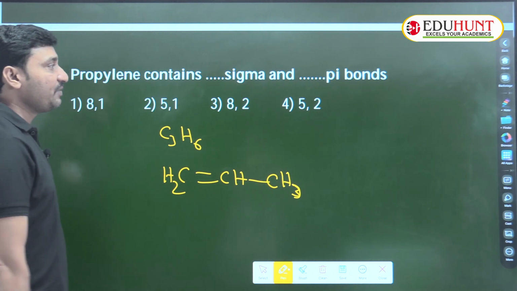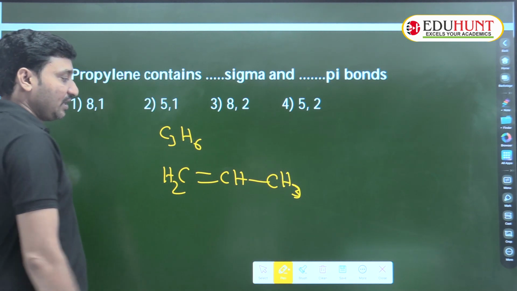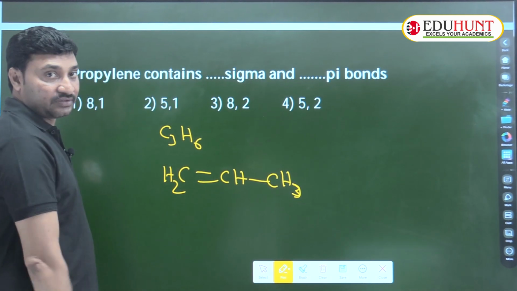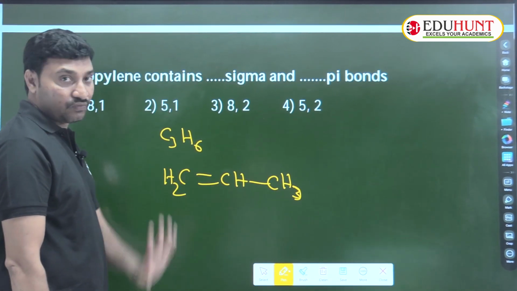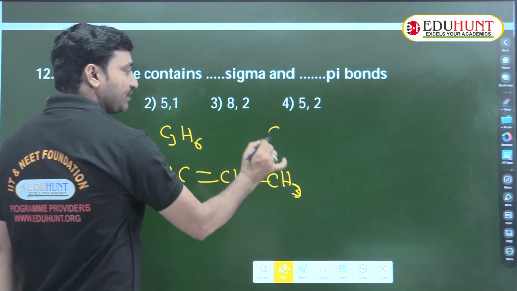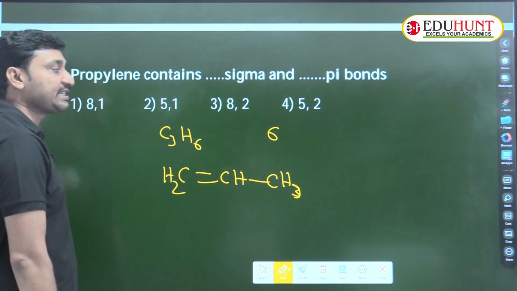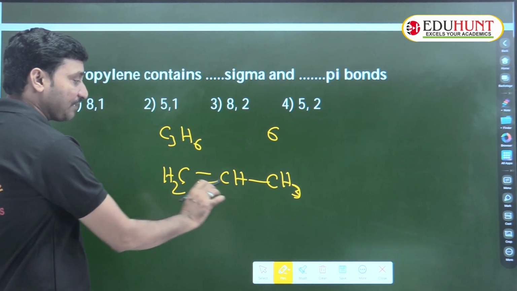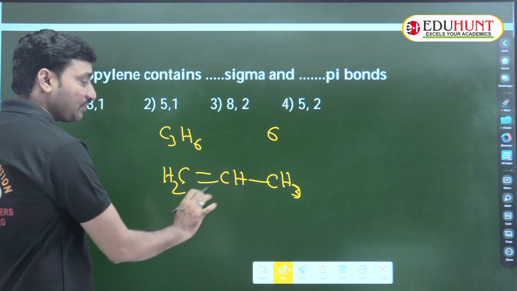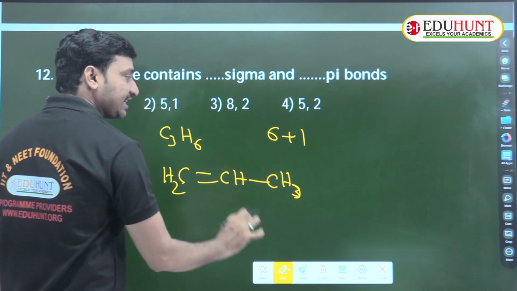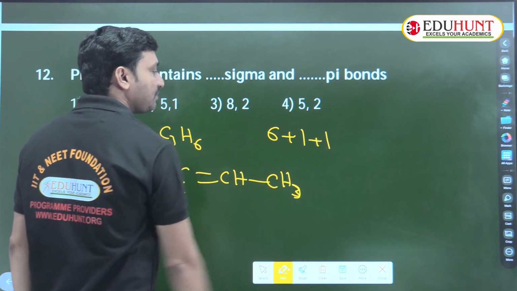In this one, how many sigma bonds and how many pi bonds? Double bond means one sigma bond and one pi bond, right? Each hydrogen has one sigma bond, right? Here how many hydrogens? 6 hydrogens. That's why there are 6 sigma bonds with respect to hydrogen. And also here the carbon double bond: double bond means one sigma bond. Here the carbon single bond is a compulsory sigma bond.